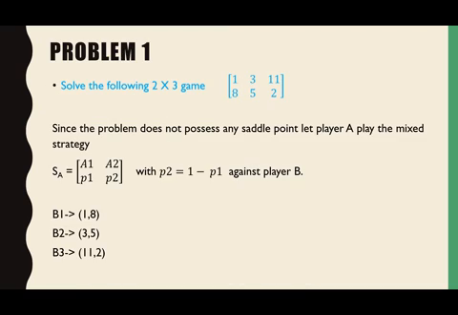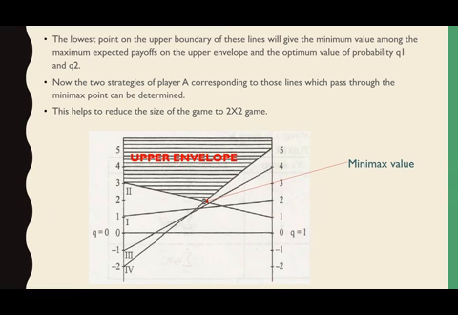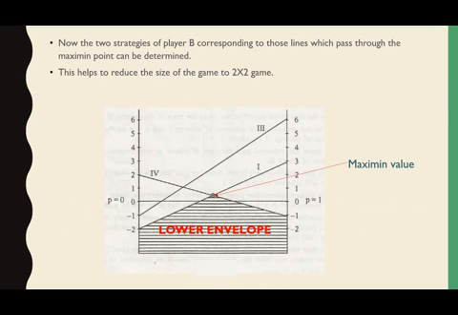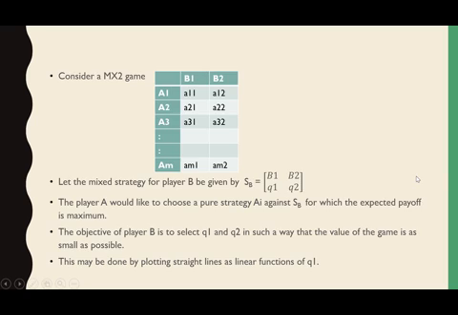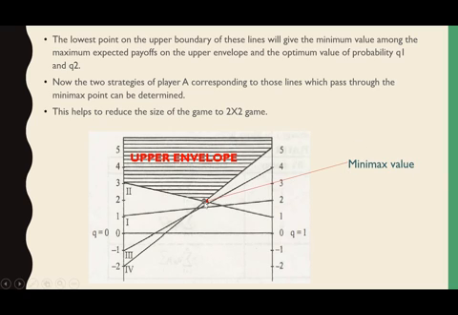Hope the general method is understood. When you have 2 cross n, the lower envelope has to be considered. When you have m cross 2, you are supposed to consider the upper envelope. When the lower envelope is considered, the highest point has to be taken. When the upper envelope is considered, the lowest point has to be taken. So in the lower envelope, the uppermost point is the maximin value, whereas in the upper envelope, the lowest point is the minimax value.